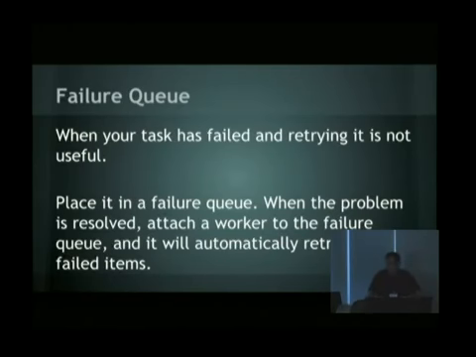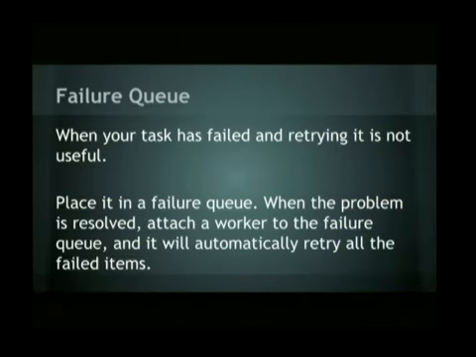So what do you do with those ones that you can't retry? What we decided to do was we put them into another queue. This is our failure queue. So when your task has failed and retrying it is not useful, then that's when we stick it in our failure queue. And then the nice thing about putting it in a failure queue is once you've fixed the problem and you've fixed your code, push it to production, and you're ready to continue to have things work, all you have to do is attach some workers to your failure queue, and they will go and consume all those things, and they will try to rerun them.